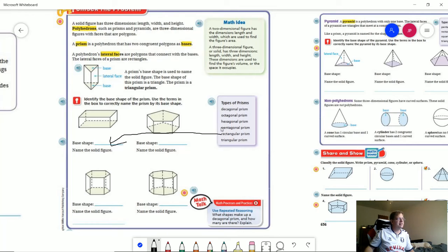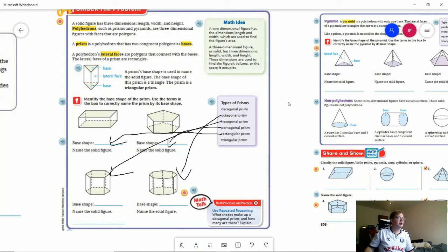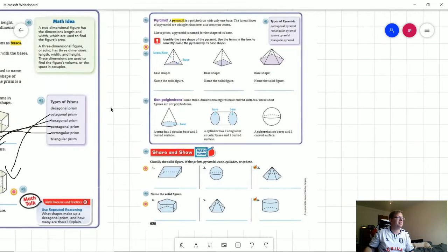This one would be pentagonal because it's got 5 sides. This one would be 1, 2, 3, 4, 5, 6, so it would be a hexagonal prism. And then this one would be an octagonal prism. So that part's really easy. It gets a little bit more tricky when we're working with doing math to figure out the area, which is actually one of the things we'll be looking at on Thursday.